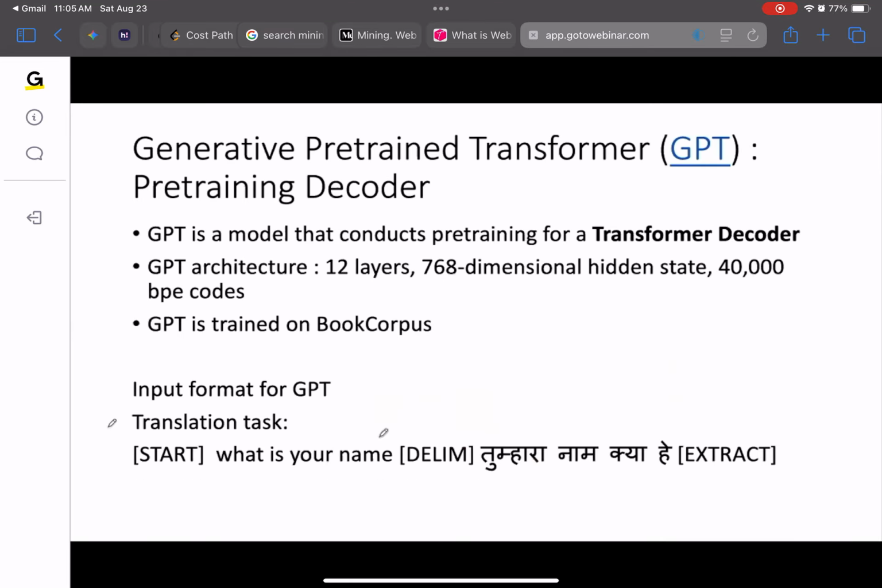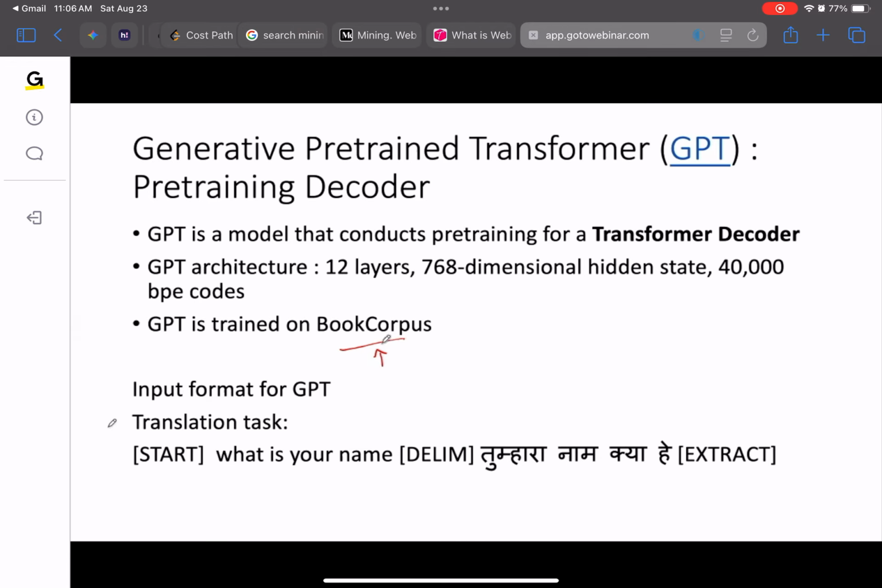When we pre-train a transformer decoder, we obtain a model called the Generative Pre-trained Transformer. This is the GPT model. It's a big model, containing around 12 layers and 40,000 BPE codes, and it's trained on BookCorpus. The pre-training takes a couple of days to conduct, and as mentioned before, it is conducted via a language modeling objective.